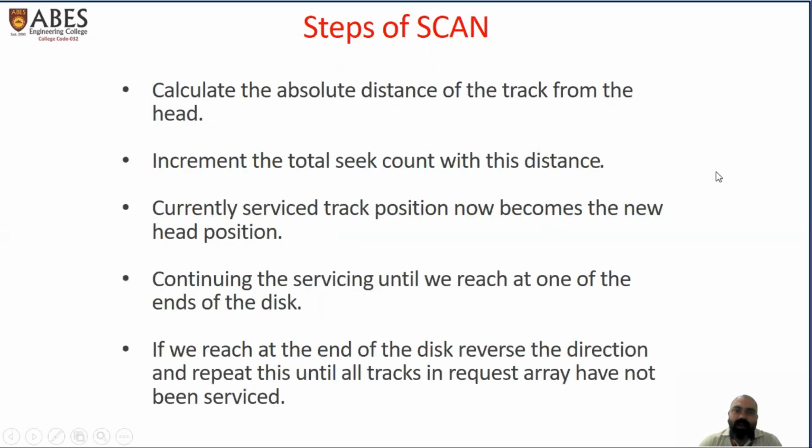Then calculate the absolute distance of the track from the head. Increment the total seek count with this distance. The currently serviced track position now becomes the new head position, and we continue servicing until we reach one end of the disk. If we reach the end of the disk, reverse the direction and repeat this process until all tracks are serviced.